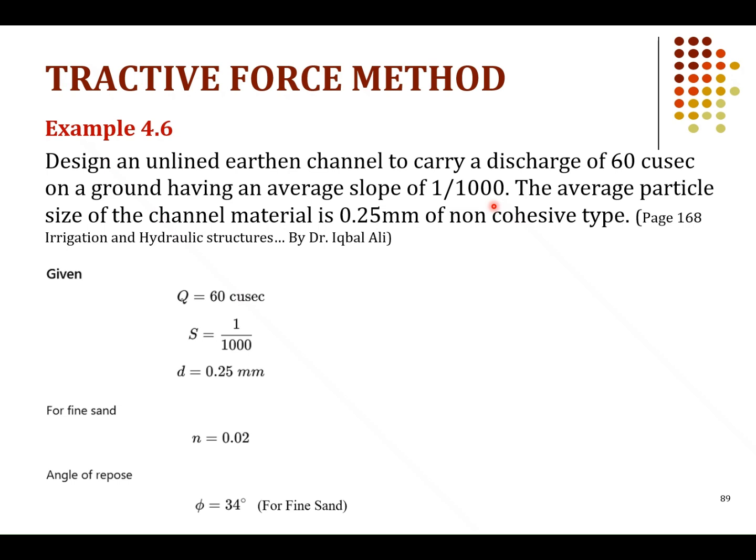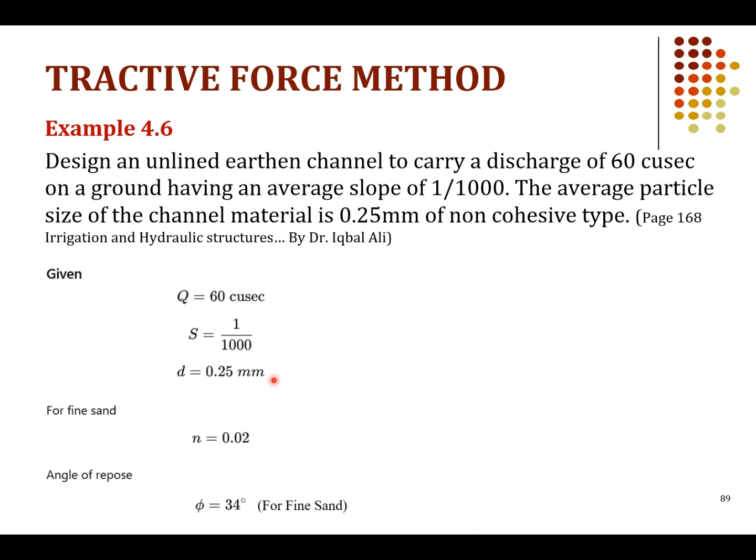This method does not give us any formula to calculate the longitudinal slope. So we are using the average slope of the area where the canal is going to be built. The average particle size of the channel material is 0.25 millimeter, of non-cohesive type. So the data is listed here. Discharge is 60 cusec, slope is 1 over 1000, and diameter of the particle is 0.25, which is of course the average particle size.